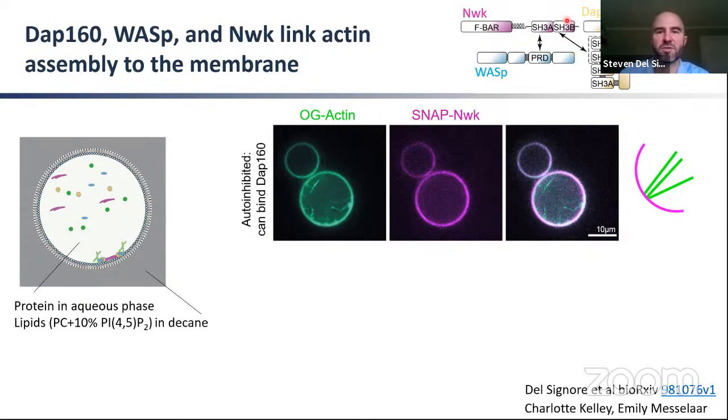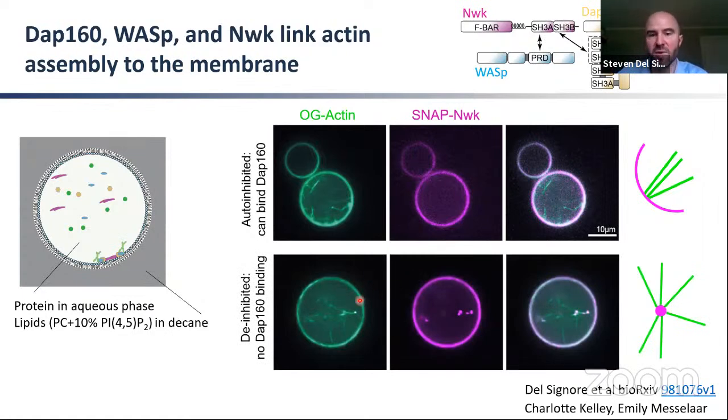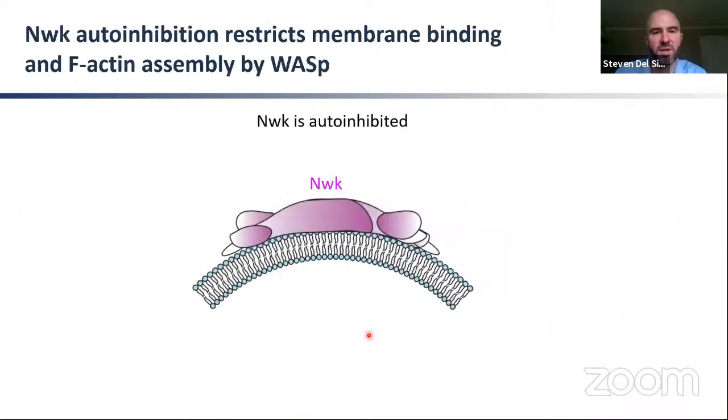If we take a variant of nervous rec that is deinhibited and mix it in the same conditions, we see that actin assembly still occurs, but now it's become decoupled from the lipid interface. Instead you see these punctate nervous rec asters that are nucleating the assembly of actin filaments that aren't in contact with the lipid interface. So this suggests that what autoinhibition is doing, in the combined interactions of these proteins, is really constraining actin assembly to the lipid interface. It's really requiring that it is associated with the lipid.